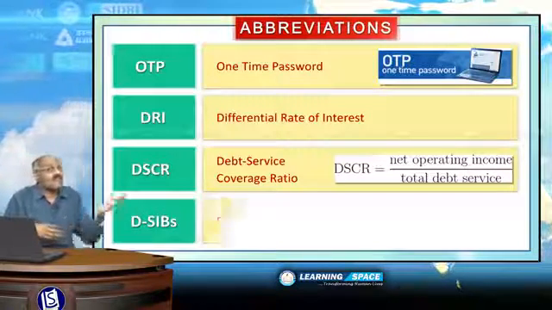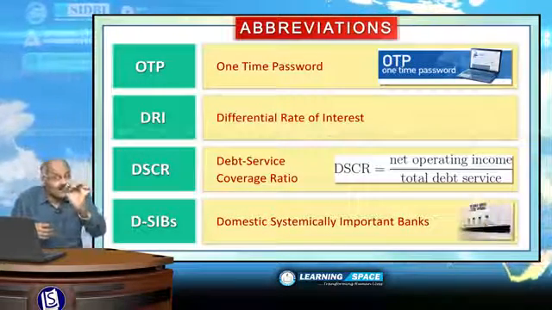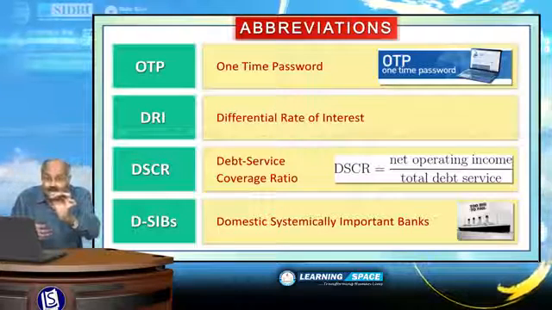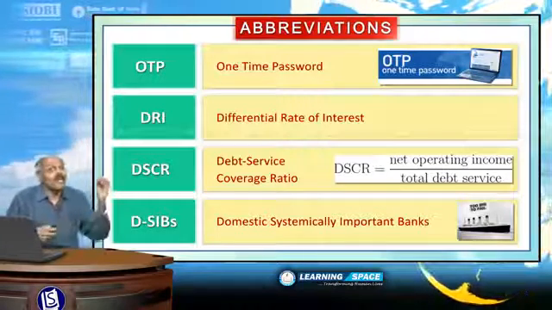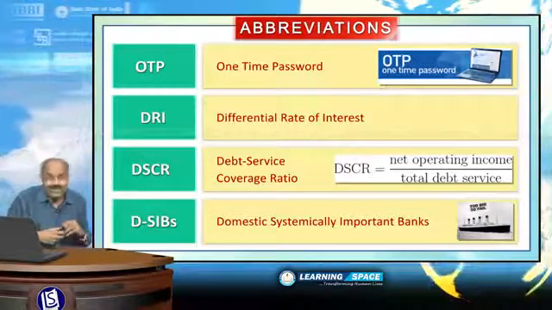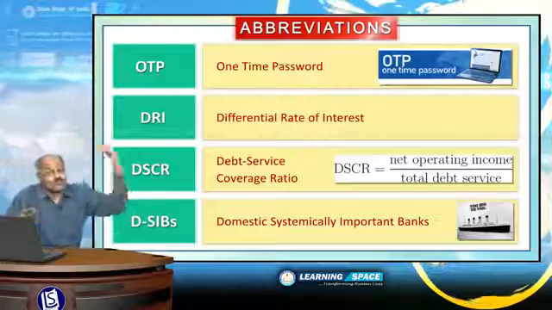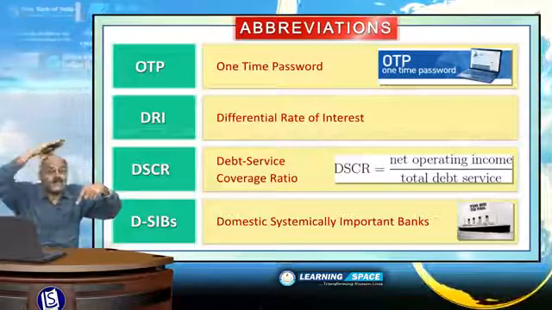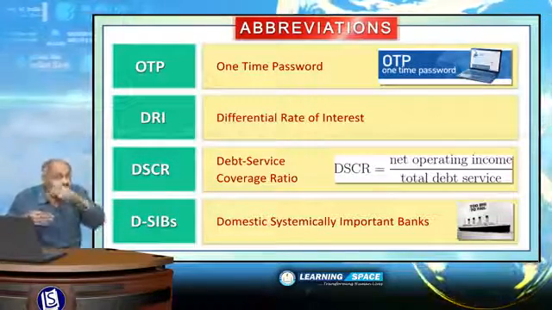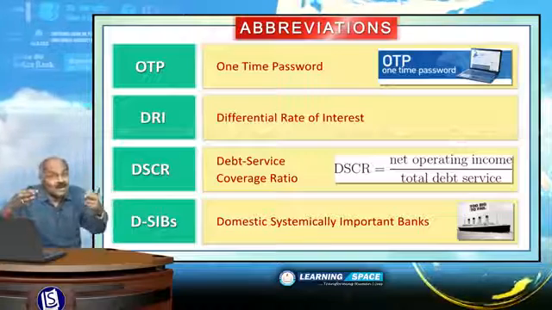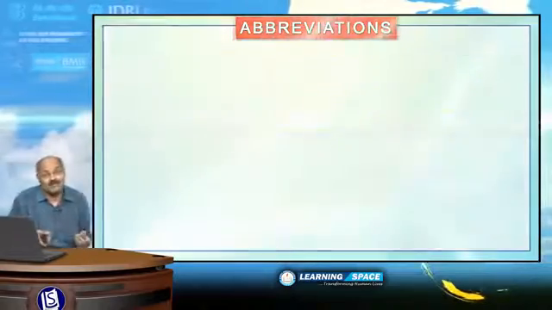DSIBs, domestic systemically important banks. Please don't forget this. S stands for systemically. DSIBs means domestic systemically important banks. The main purpose of systemically important banks is they are very important in the financial system. They are too big to fail. If they fail, then it will have adverse impact in the economy as a whole. And please don't forget, Reserve Bank of India recently nominated two banks, State Bank of India and ICICI Bank, as the domestic systemically important banks.